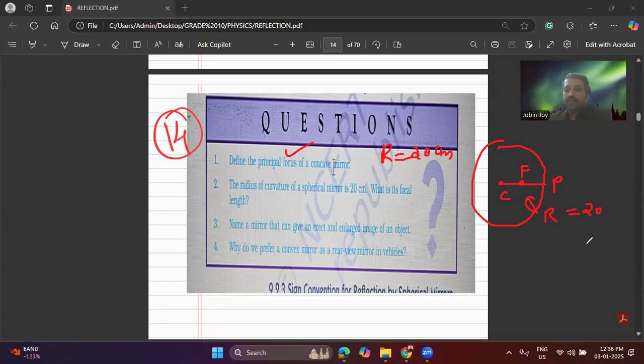So the focal length will be 20 by 2, right? Focal length will be 20 by 2, that is equal to 10 centimeter. So this distance is 10 centimeter. What is its focal length? It means it's 10 centimeter from the pole or center of curvature.